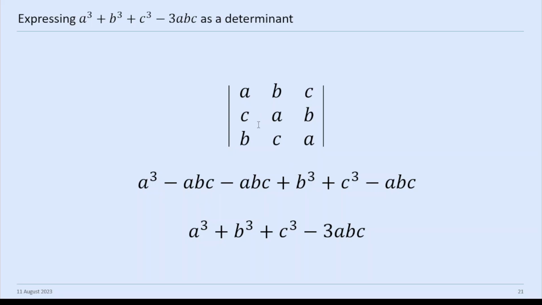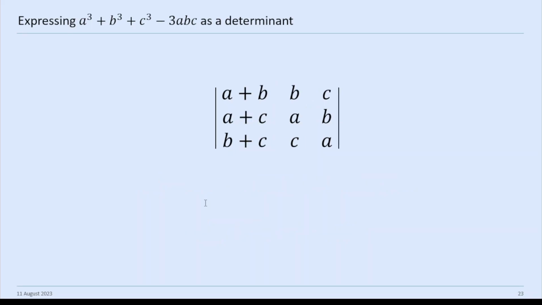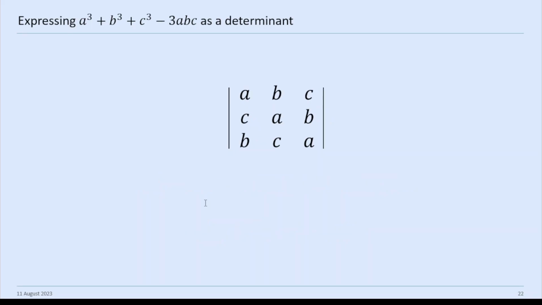B times ca, well, it's going to be minus abc, isn't it? And then this is going to give us plus b cubed. This c times cc is going to give us another c cubed, and then c times minus ab is going to give us minus abc. So this determinant is the appropriate expression, and I suppose in general if we're doing a factorization, if you can write the expression as a determinant, it's a great start, because then you can do some determinant-like actions.